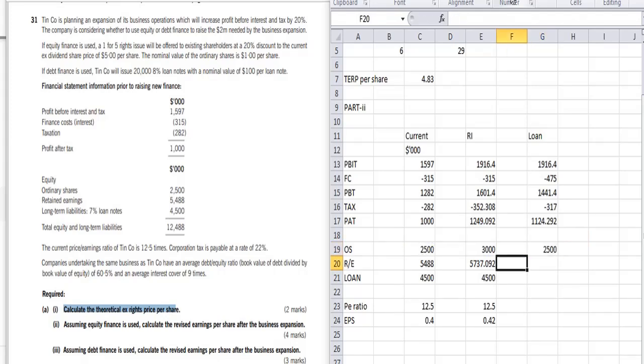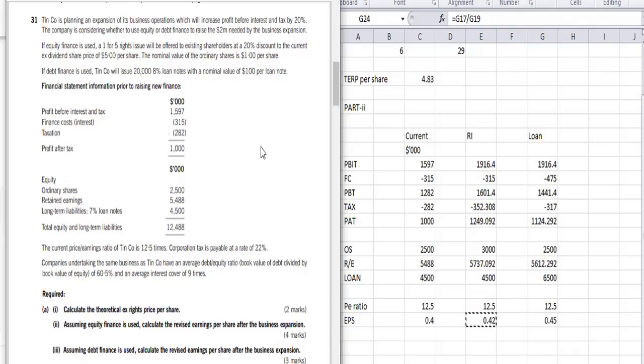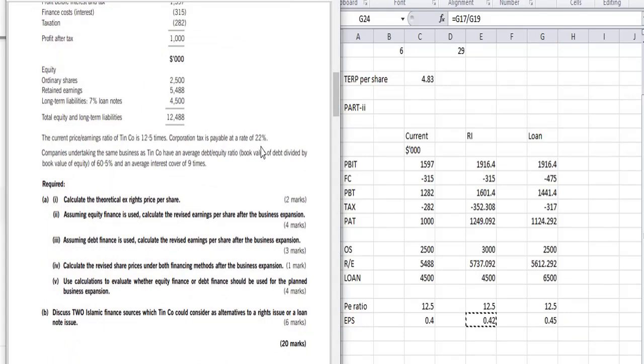Retained earning will again be the existing one plus the difference of the profit after tax now and before. Okay, so loan note will change. Previously it was 4500, now 2000 additional will be added. So P/E ratio will not change. And we have to calculate the EPS in case of debt finance. Okay, 0.45.